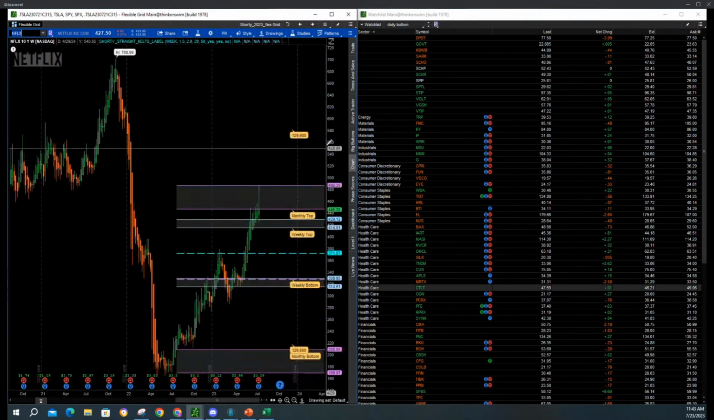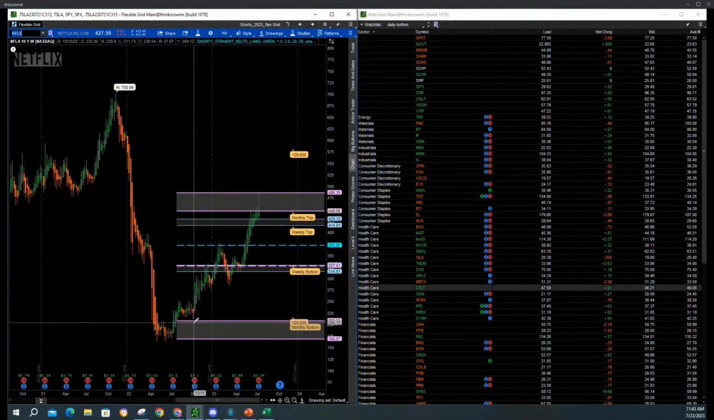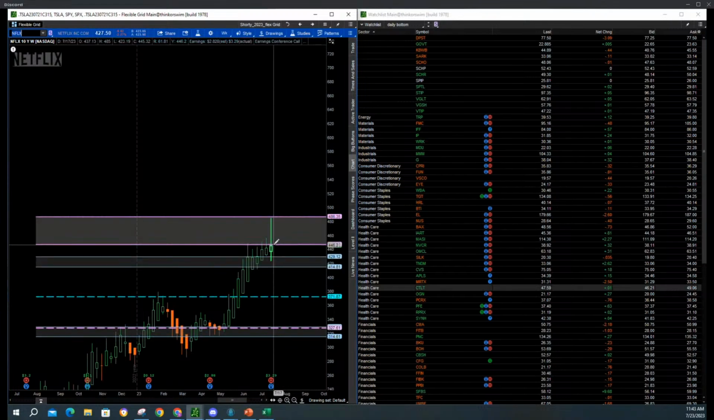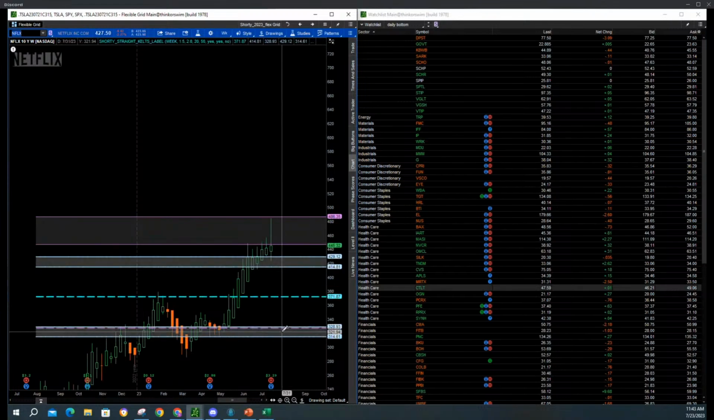Netflix, same thing. Here's your Netflix. We went to the bottom. We did that bullish money shot here, and you just completed the whole cycle. Look at the candle here. You're headed to 328.